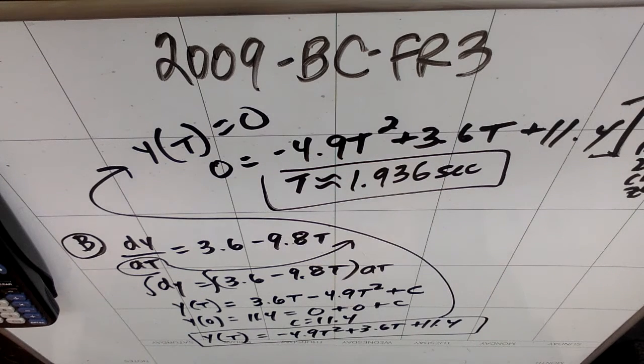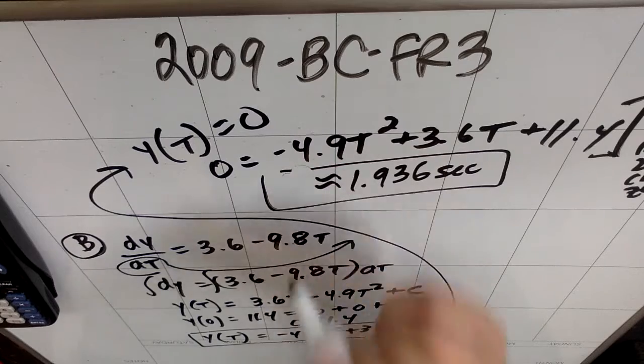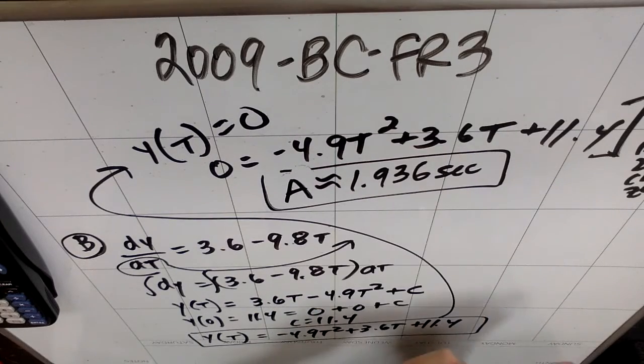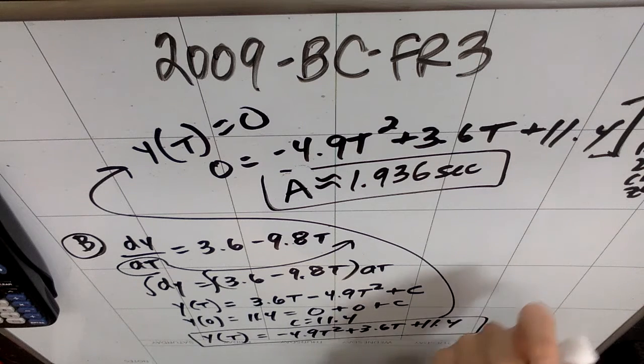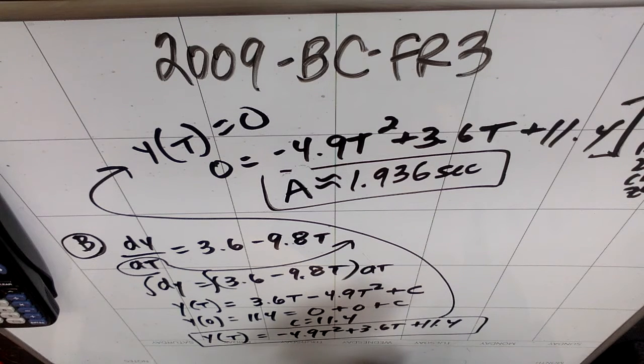So, because they called it A, I should probably say that this is A. Make it clear that that's A, because A was what they called the time. Cool. So, part C. Find the total distance traveled by the diver's shoulders from the time she leaps off the platform to the time she enters the water.